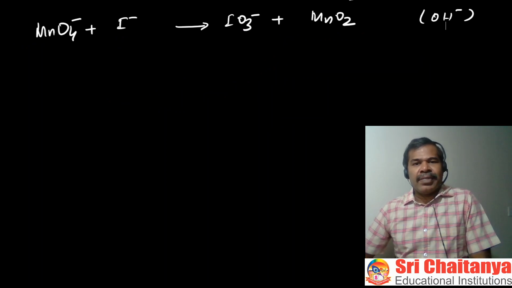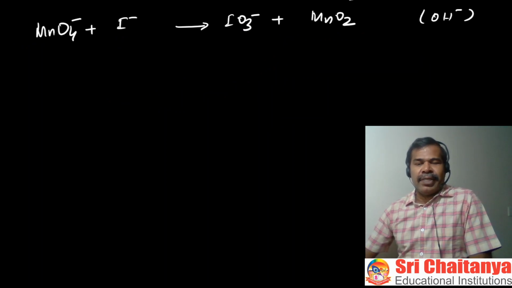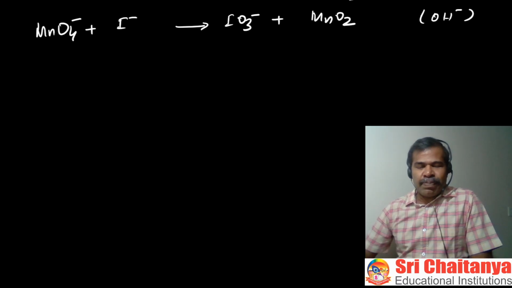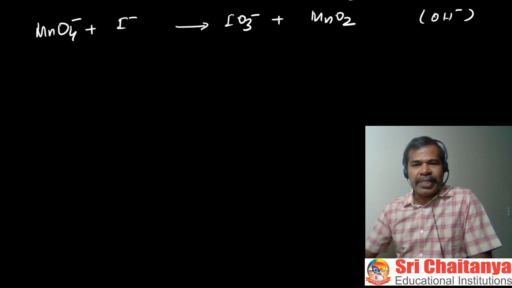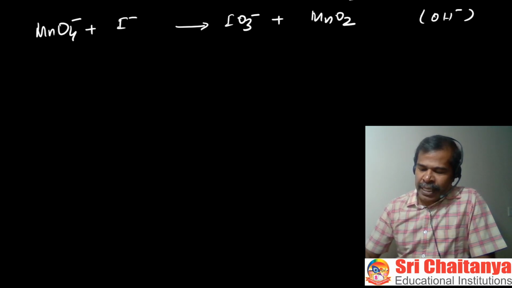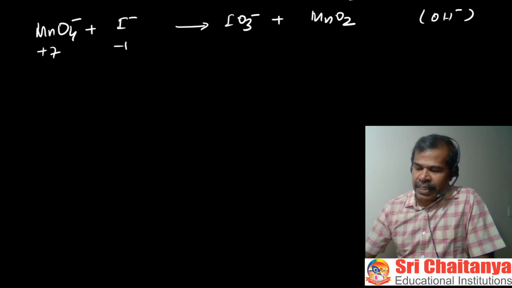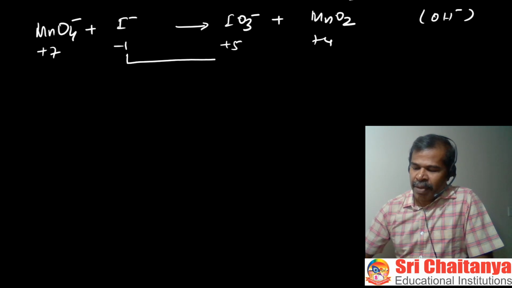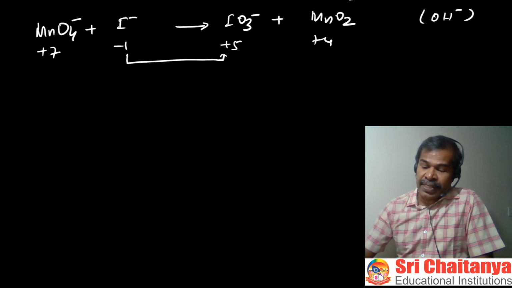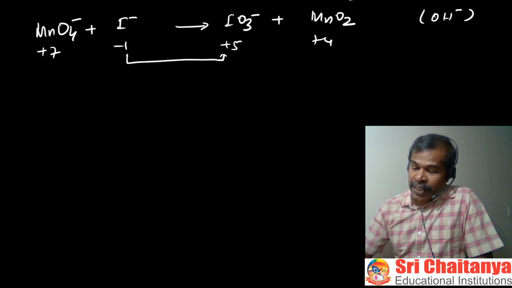Now we'll balance this particular reaction in basic medium. As I told already, you just balance in acidic medium, and finally we do a transformation to convert this into basic medium. There is no need to know two different methods. So if you go by that, it is plus 7, it is in minus 1 state, it is in plus 5 state, it is in plus 4 state. So the number of electrons transferred here is, from minus 1 to plus 5, 6 electrons.